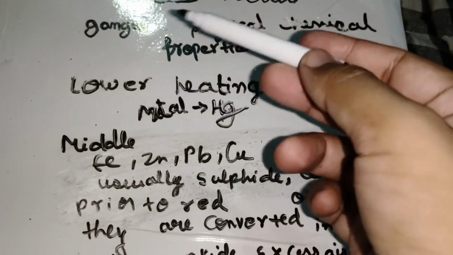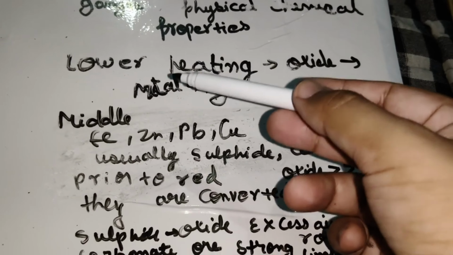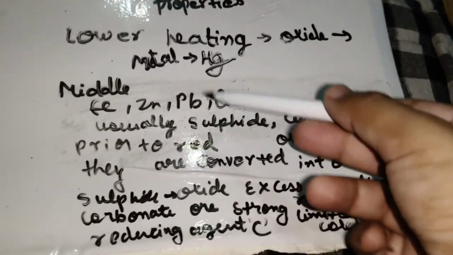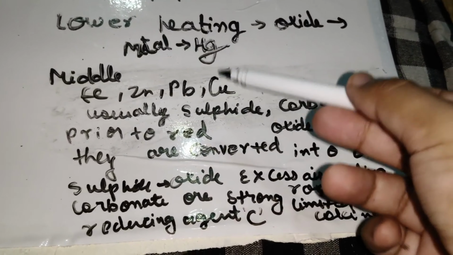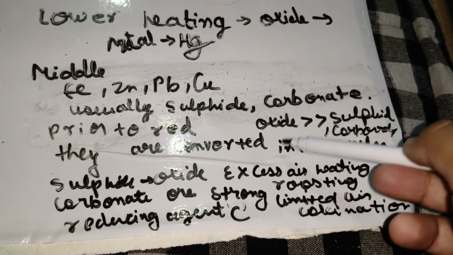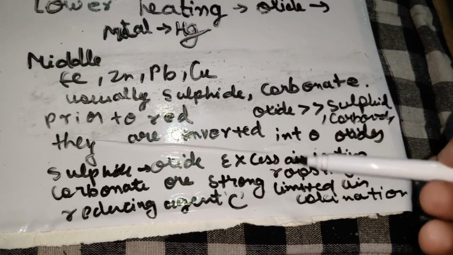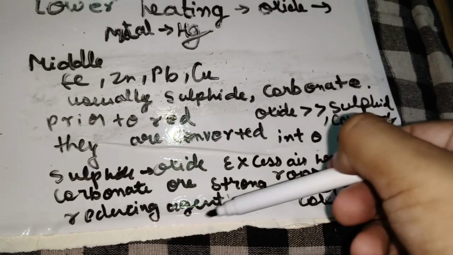So if we summarize all of this, it depends on the impurity present in the gangue and their physical and chemical properties. Lower reactive metals can be reduced by heating and converted to oxide, and by reduction we get mercury. For the middle ones, that is iron, zinc, lead and copper, sulfides and carbonates can't be easily reduced, so first they have to be converted to oxide. How is this done? Heating the sulfide in excess air is known as roasting, and heating in limited air is known as calcination, and the reducing agent is carbon.